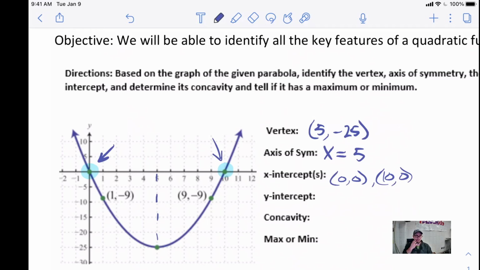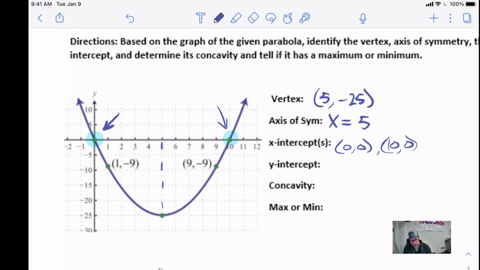Nice job. Now, looking ahead to our y-intercept, so remember our y-intercept is where our graph crosses this highlighted blue line over here. So our graph looks like it crosses through right on that x-intercept of 0, 0 again. So we can come over here again and put 0, 0.